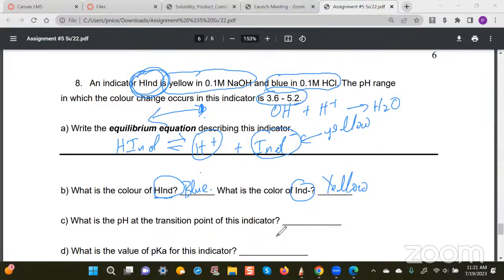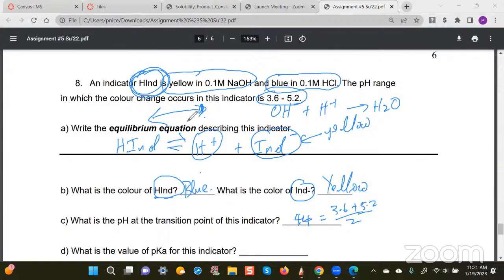You see what I'm saying? Yes. So what do you think the answer is, if that's the case? 4.4. Exactly, 4.4. And of course, you get that because all you have to do to get that is add 3.6 to the 5.2 and divide that total by 2. And that will give you the actual point in the middle of that range.